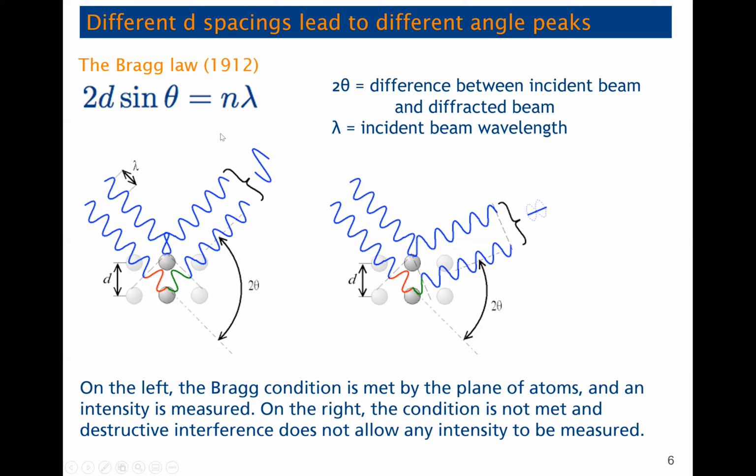In the example on the left, the extra distance that the bottom beam goes, which is the addition of this red and green part, is an integer number of the wavelength. And what that means is that the two reflected beams constructively interfere. So they're still perfectly aligned.